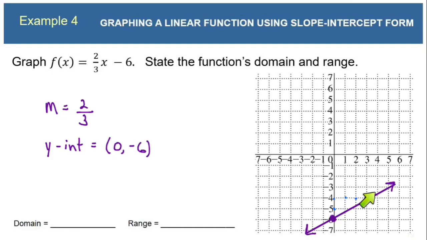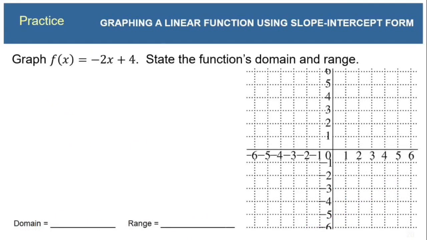Now, you can see that this line extends indefinitely to the left and indefinitely to the right. So the domain of this line is -infinity to +infinity. The range is the lowest y value to the highest y value. So you can see that the line extends forever downward and it extends forever upward. So the range is going to be -infinity to +infinity.